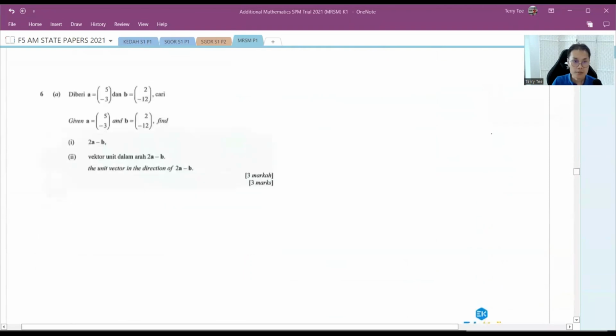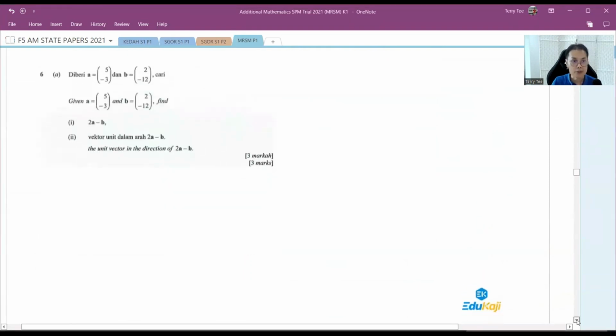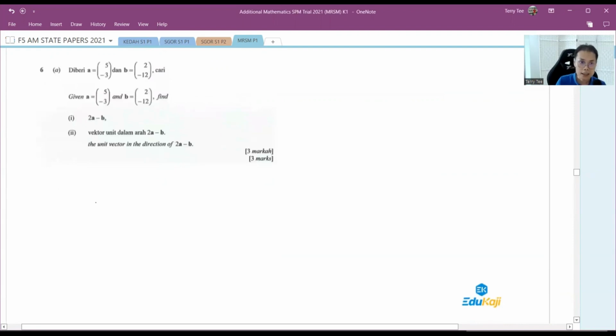Okay, moving on to question number 6. This is quite a simple question on vector, right? Form 4, chapter 8. You're given vector A is 5, minus 3, vector B is 2, minus 12. Number 1, find 2A minus B. Okay, 2A minus B in this case means we put the A inside, 5 minus 3. This is in the form of a column vector.